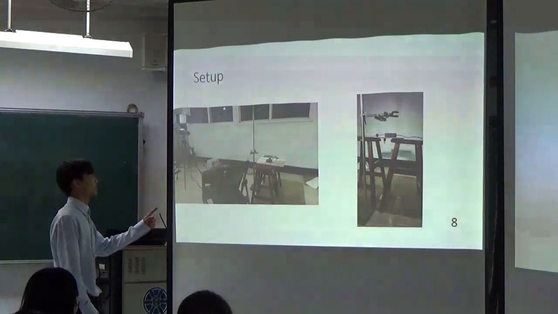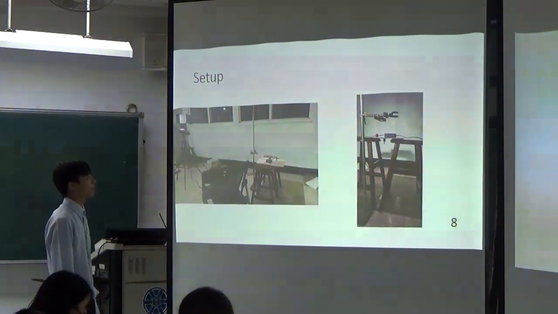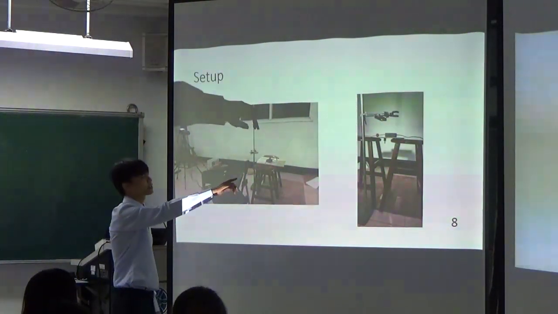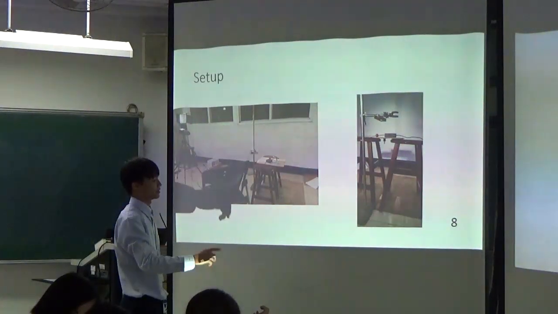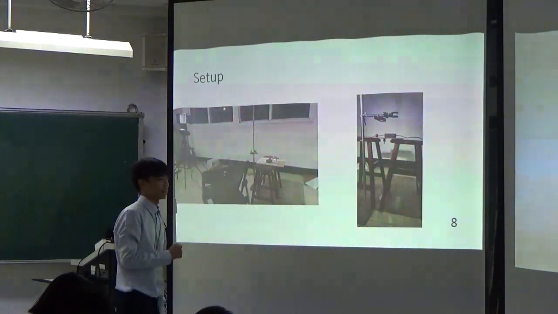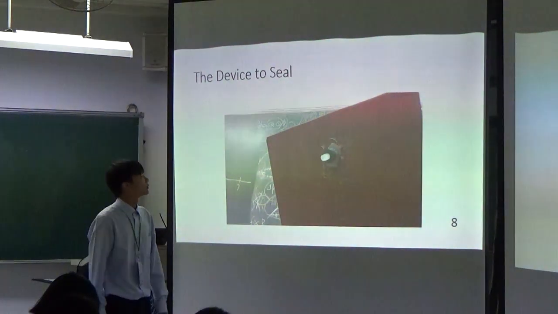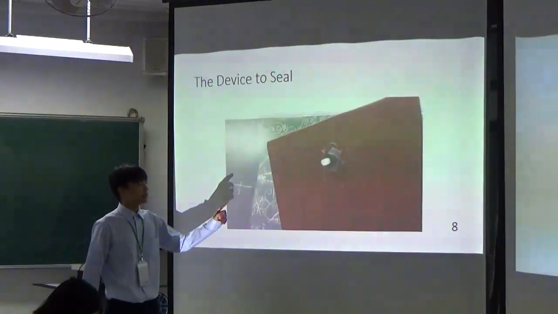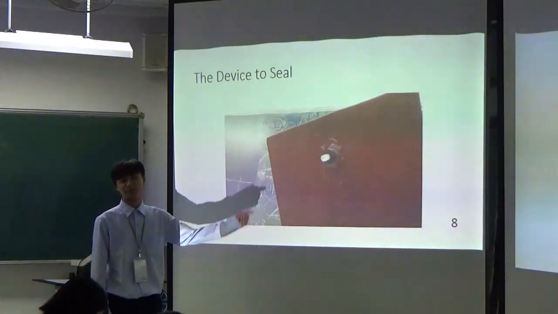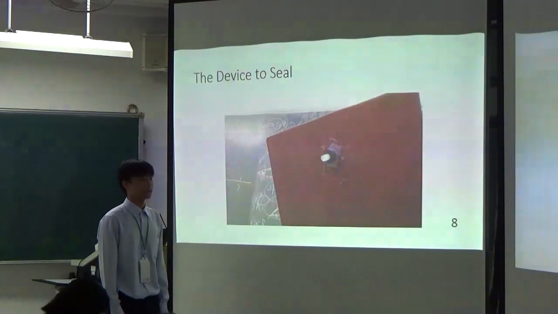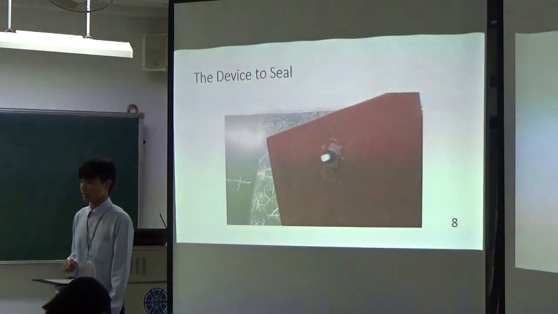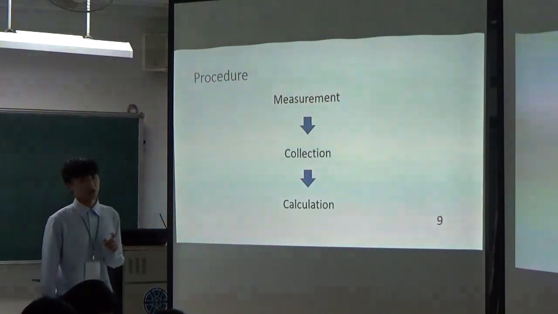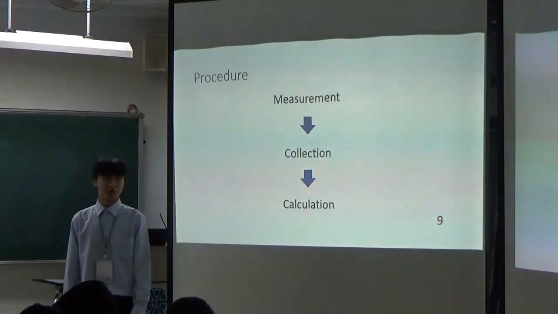And this is what our setup looks like, but the ball and the sensor were not in their positions yet. You can see there's a pipe there. We'll connect it to the sensor whenever it's needed. And this is the device to seal, made by inserting a pipe into the stopper. It can make sure that the air won't rush in.